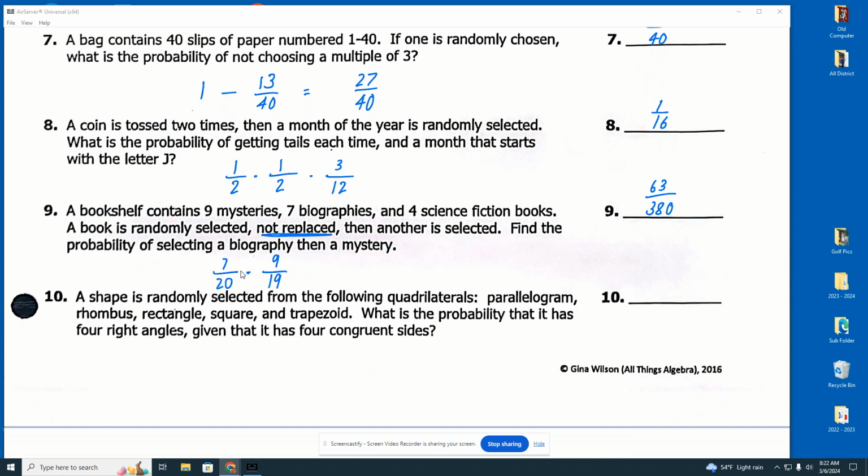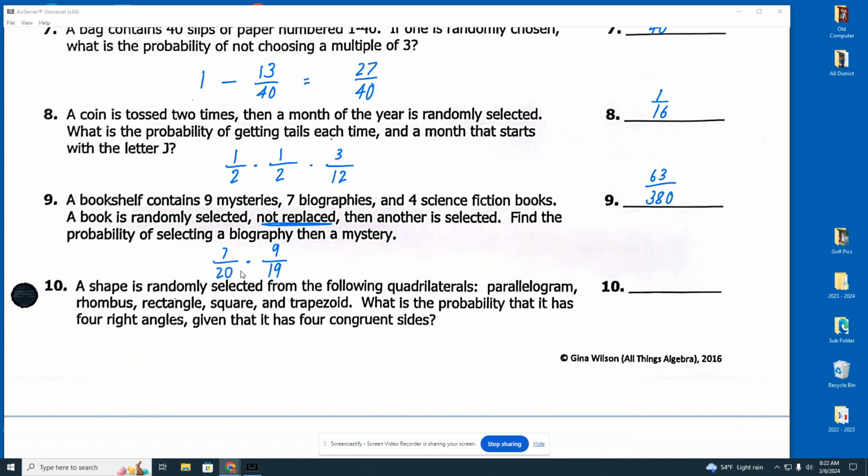Questions? I think we talked about 10 yesterday, didn't we? But let me talk about it again. A shape is randomly selected from the following quadrilaterals, 4-sided figures. That's what quadrilateral means. Parallelogram, rhombus, rectangle, square, and trapezoid.